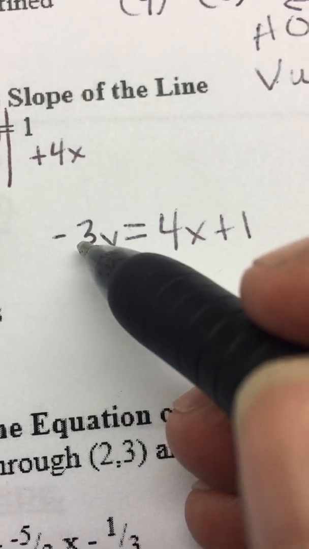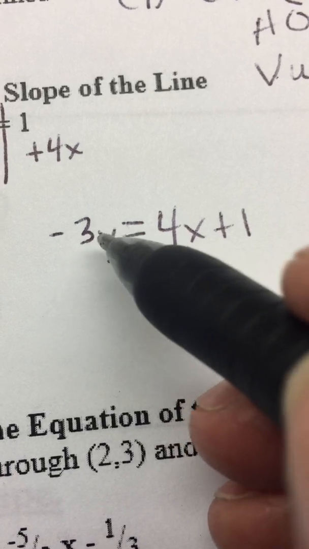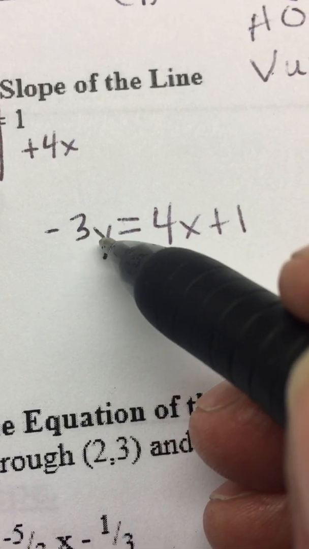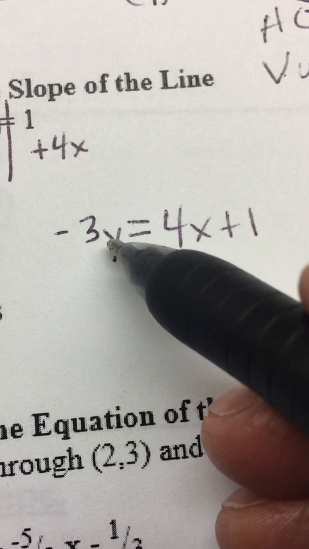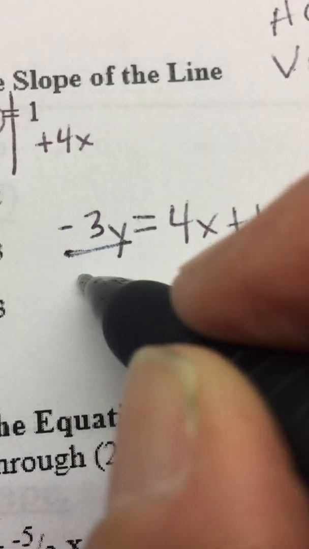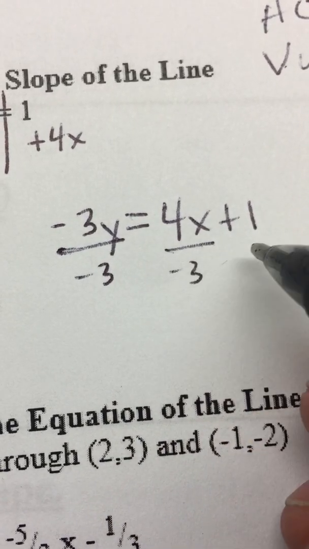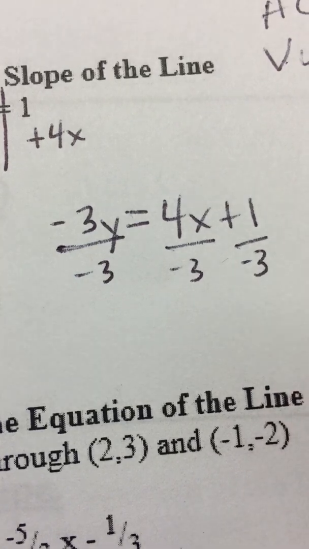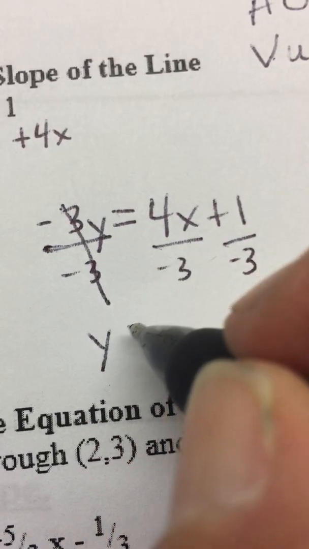I just need to get rid of this negative 3. What operation is happening between the negative 3 and the y? This is a multiplication problem. How do you undo multiplication? Yep, you're right. We do the opposite operation. We're going to divide by a negative 3. If I do it to one side, I must do it to both pieces over here. I like to go ahead and split it up as soon as I do it. So negative 3's are gone. Y is now by itself.